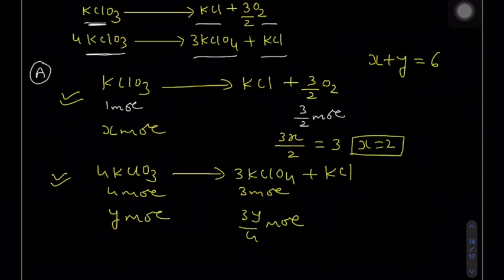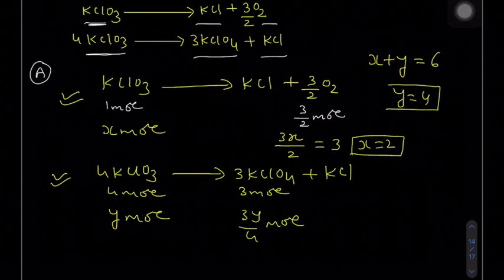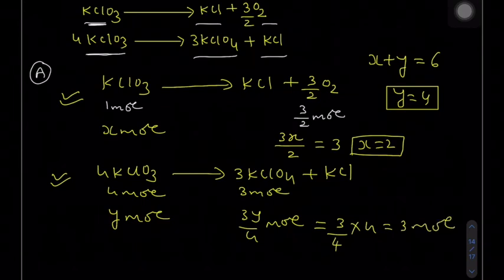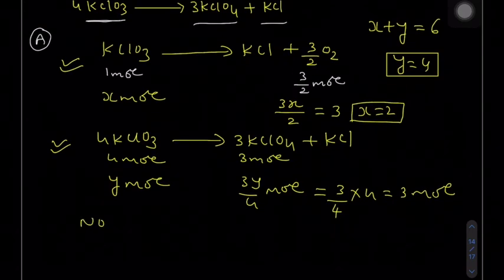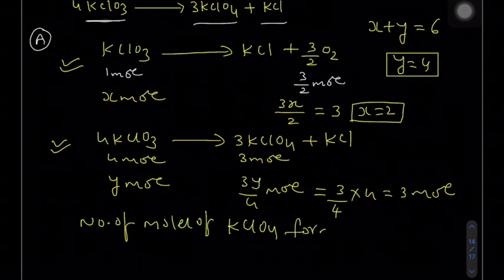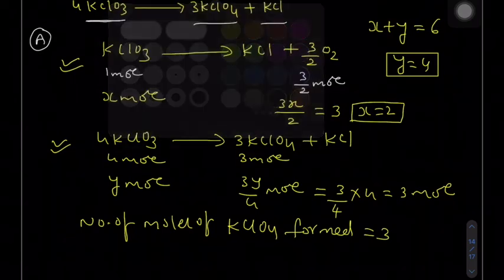Once I know the x value here, 2, what is the y value here? 4. What is the y value here? 4. After getting the y value 4, how many moles of KClO4 form? 3/4 into y moles. What is the y value here? 4. So 3 moles of KClO4 form. The number of moles of KClO4 formed will be equal to 3 moles.